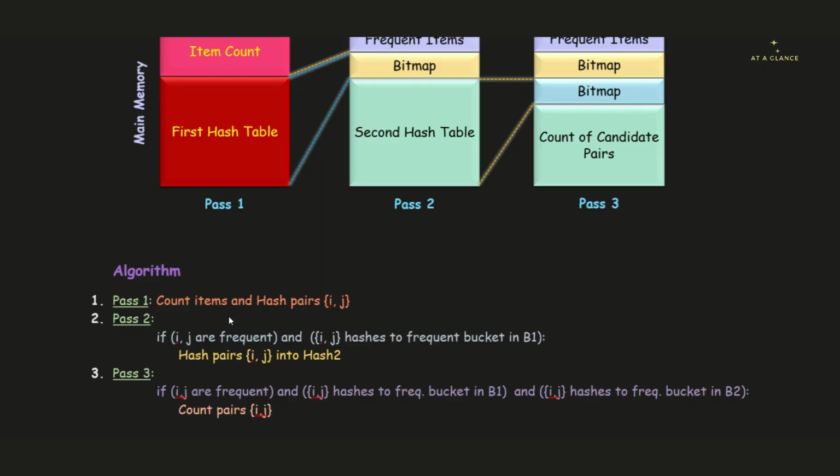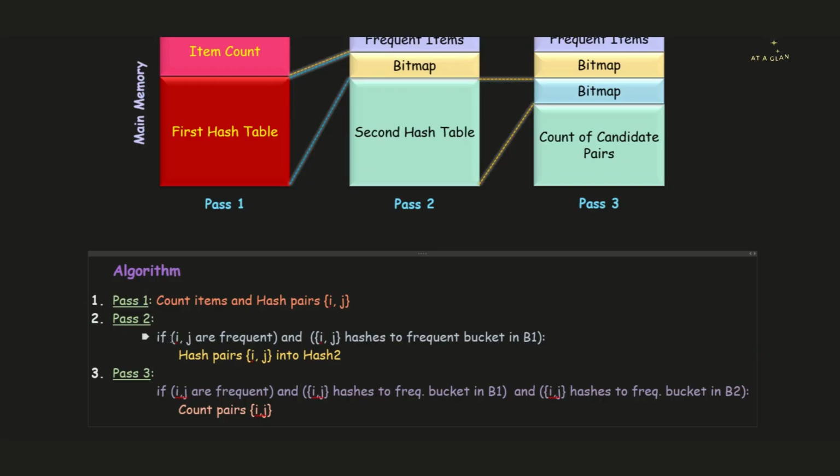And if they satisfy the minimum threshold criteria, then we are going to hash them into pairs, that is, pairs of i and j, where i is one item and j is another item. And we'll make sure that item i and item j are both frequent. So once pass 1 is done, we'll get one hash table. Now, once this is done, we'll get into pass 2.